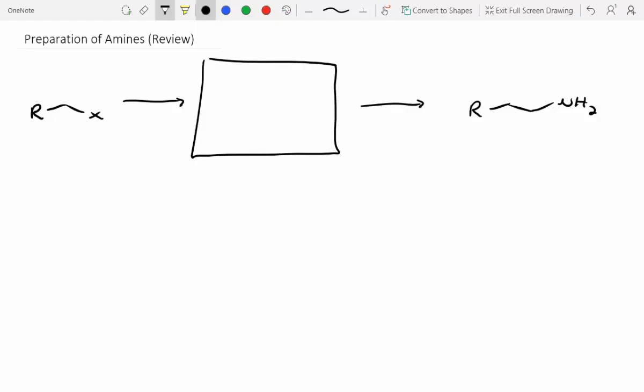Sodium cyanide. So we know sodium cyanide will do SN2 chemistry with alkyl halides. We'll pop on that cyano group. That means we'll get our nitrile intermediate. And then how can we convert our nitrile to an amine? Yep, LAH, so we can reduce it and then treat this with acid. So we can reduce that nitrile pretty easily to an amine. So we saw that in our carboxylic acid derivative chapter.